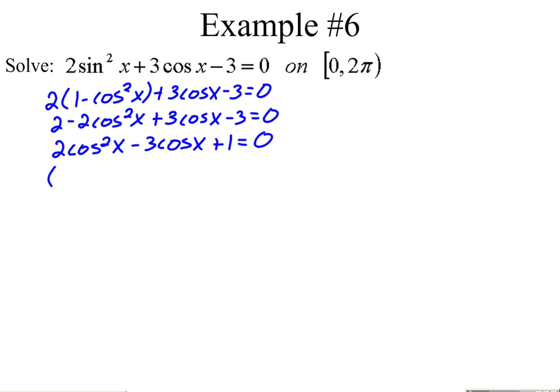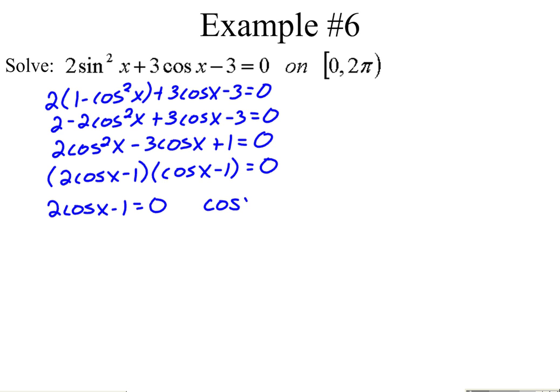From here, factor this equation. This equation is going to factor. It's 2 cosine x minus 1 times cosine x minus 1. Once it's factored, set each factor equal to 0. 2 cosine x minus 1 equals 0. Cosine x minus 1 equals 0. Solve each one of those factors. We get cosine x equals 1/2. And cosine x equals 1.